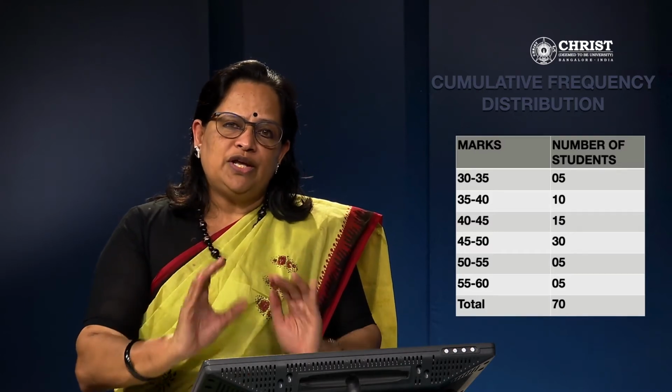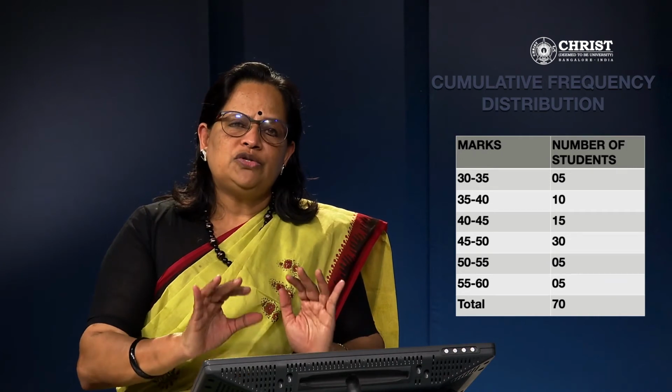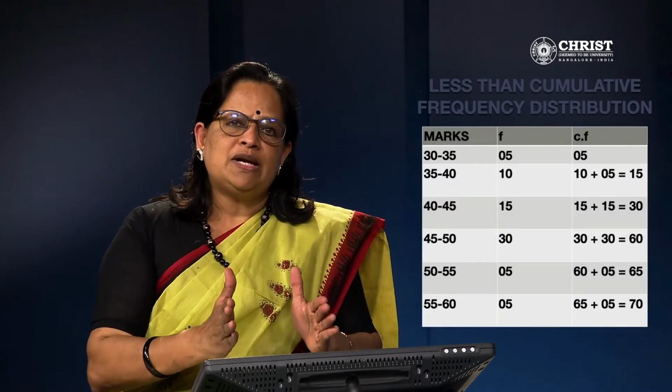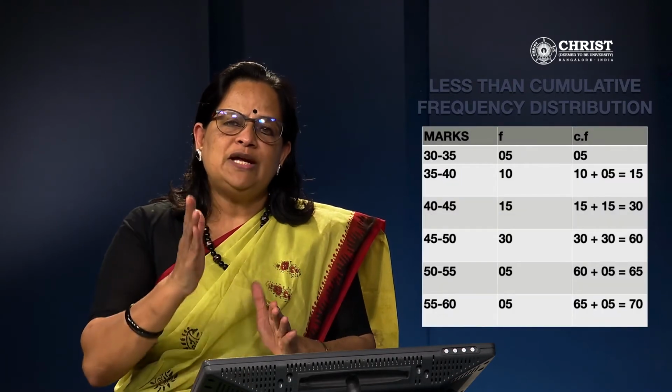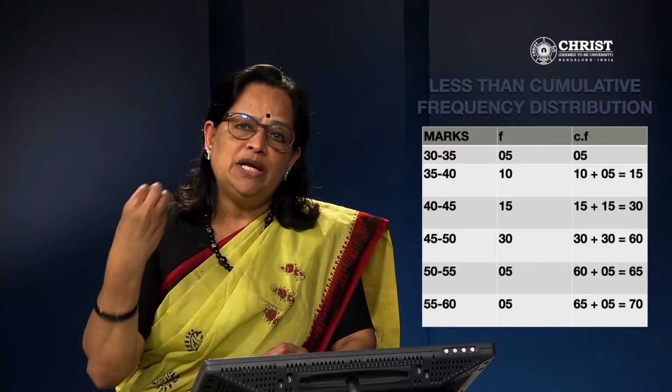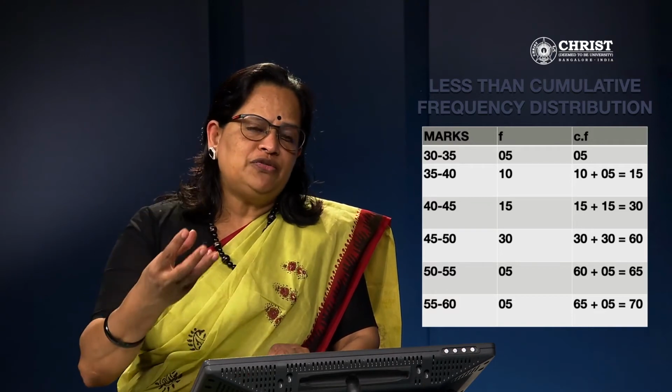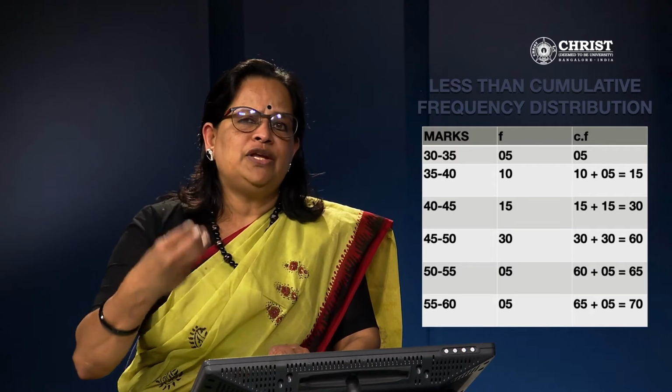So the total frequency is 70. Now we are going to see how we are going to write the less than cumulative frequency distribution. So this is a table. In the first column we will write the marks, in the second column the frequency values, and then the third column is cumulative frequency values. Cumulative frequency values means adding the frequency values.